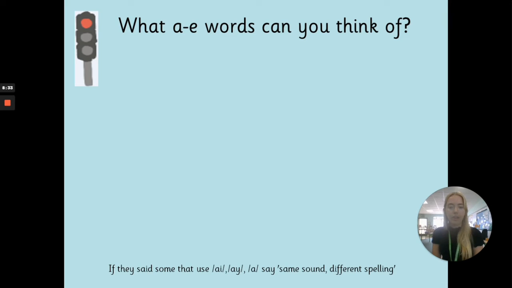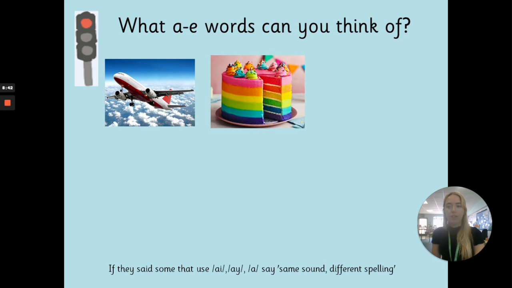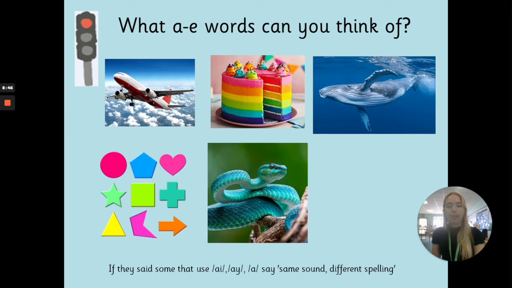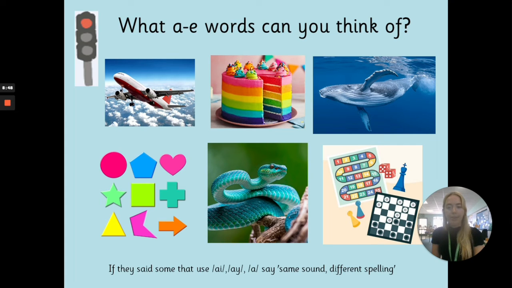And I think it's really important at this point to have some visual stimuli on the board, and that's something that Hannah really recommended. So on here I've got pictures, so plane, cake, whale, shape, snake, game. And get the children to give you a few suggestions. And you're just saying these at the moment, you're just talking about them.